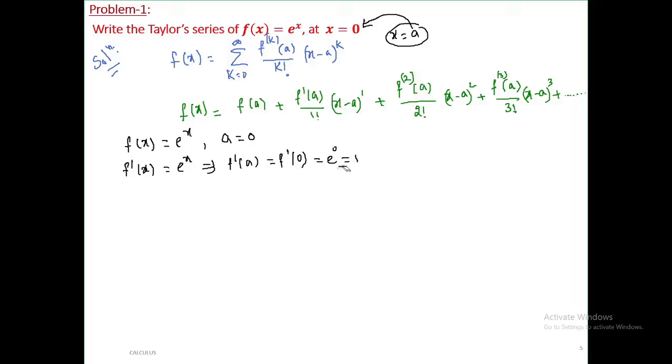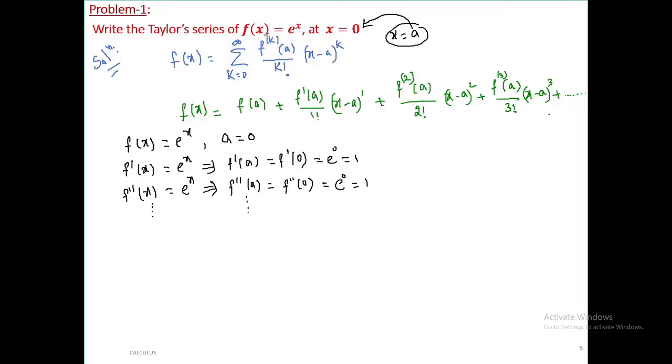Similarly, the third one, f double dash of x. That means take f dash of x and take one more derivative. Again e power x only. Now f double dash at a is nothing but f double dash at 0, which means e power 0 again, which is 1. So all the derivatives will be e power x only, so all the derivatives at a are 1 only, and so on. Our first four terms you can calculate, then substitute back.